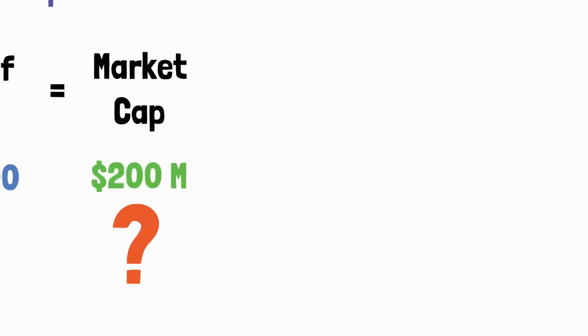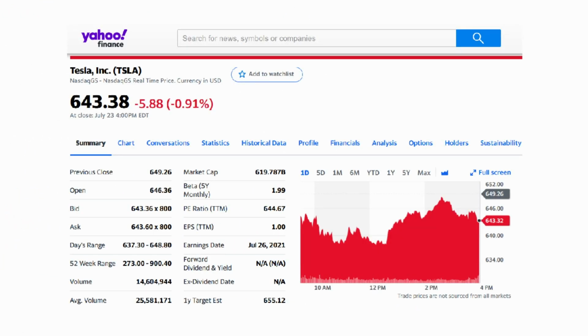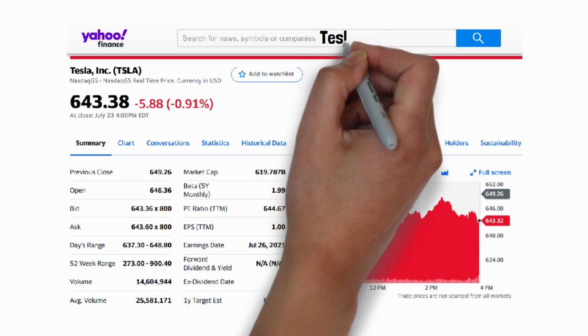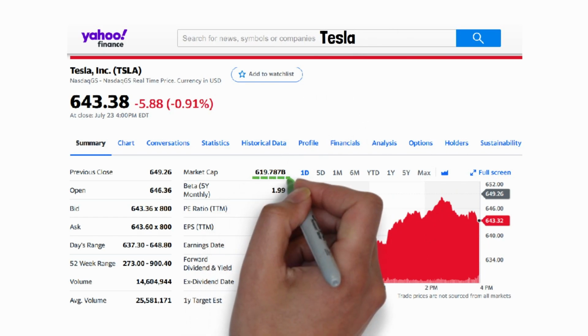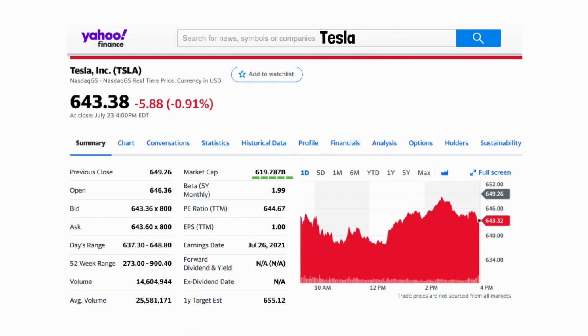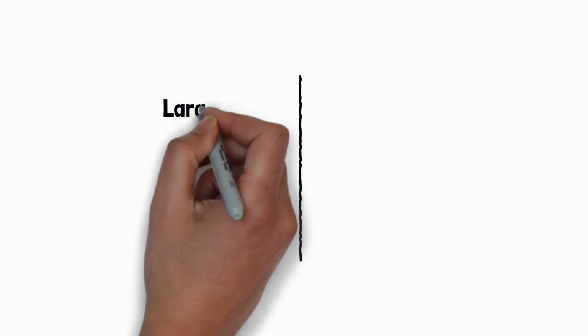When we want to know the value of the company, in other words, market cap, you can go to a popular website like Yahoo Finance. If you type Tesla, then you get a $620 billion market cap. To understand better, let's categorize companies according to their values.